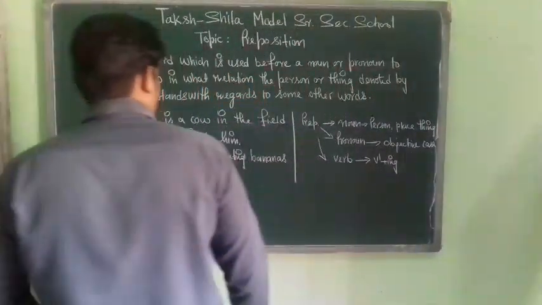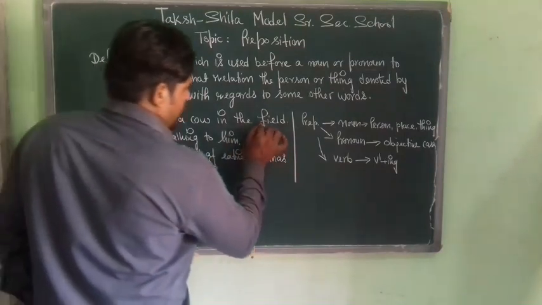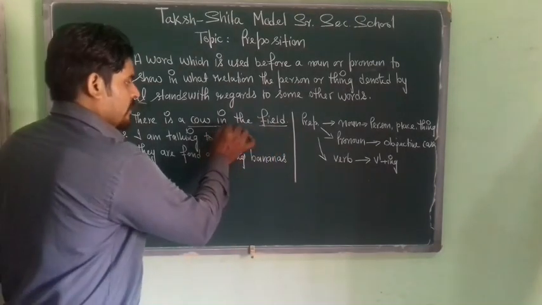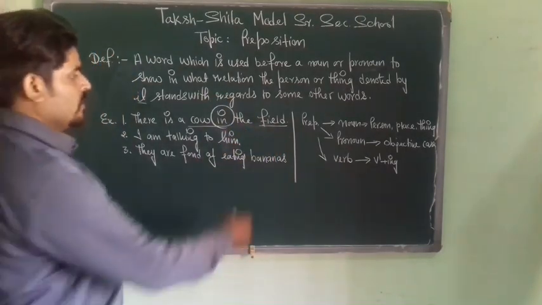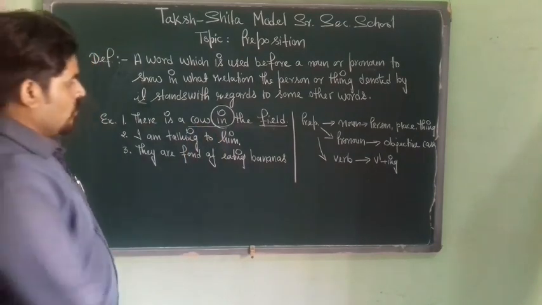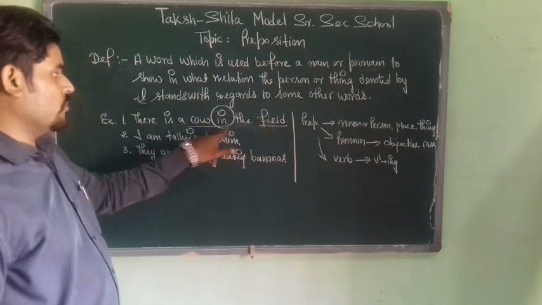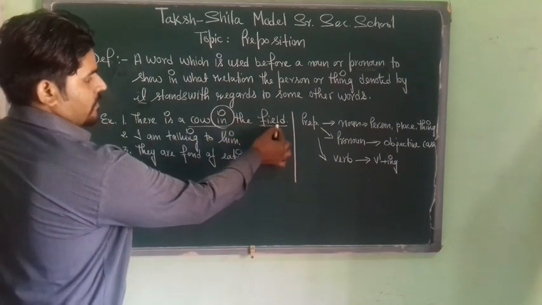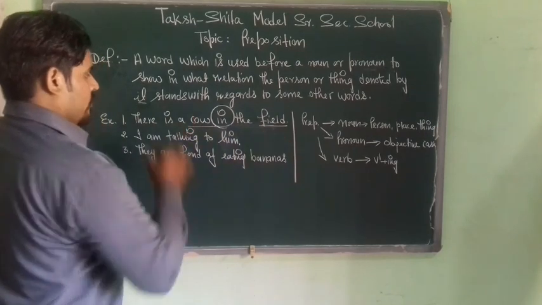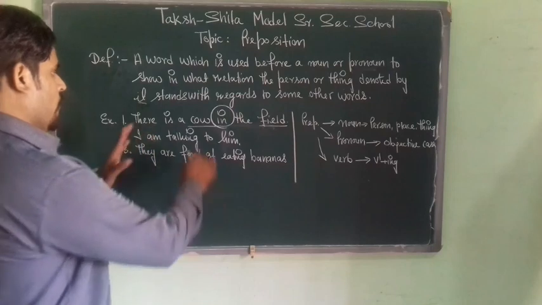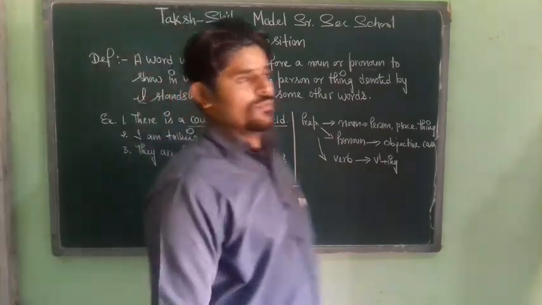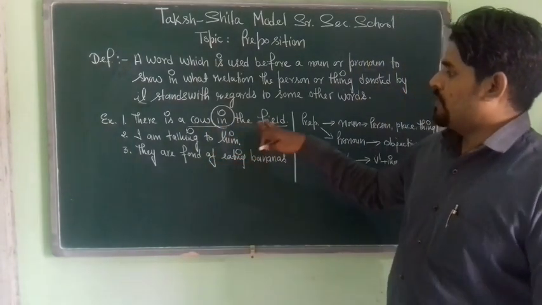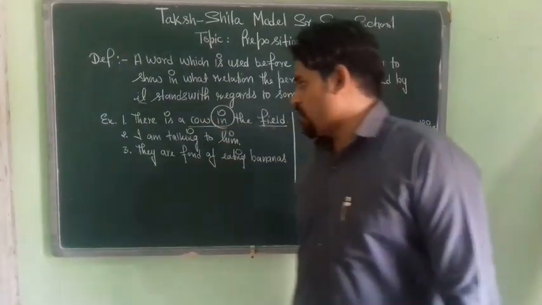Example number 1 says: there is a cow in the field. Here one noun is field, the other noun is cow. So there are two nouns, and this preposition in actually shows the relationship between these two words. There is a noun which is denoted by the preposition in, and this preposition shows the relationship of a noun with another noun, that is a cow, right? So here cow and field are two nouns, and this preposition in is going to establish a relationship between them.